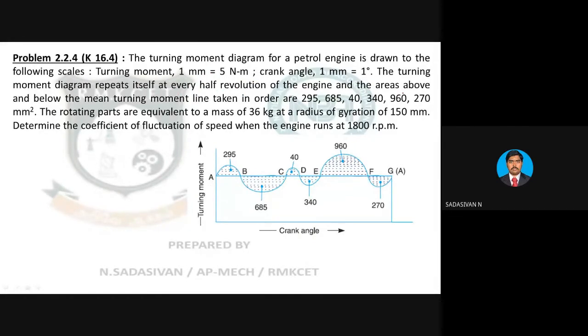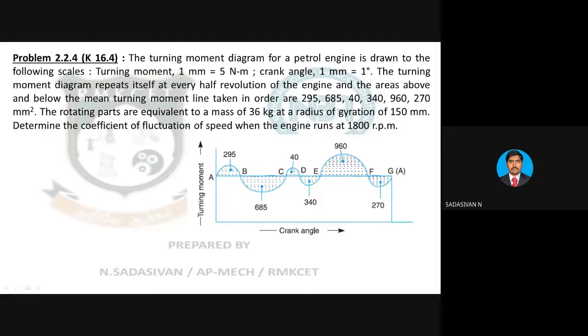Of the engine, the areas above and below the mean turning moment line taken in order are 295, 685, 40, 340, 960, 270. All these are millimeter square. So 960 must be your power stroke. You can see alternating positive and negative areas above the mean torque line and below the mean torque line. You have fluctuation in the maximum torque, the instantaneous torque possessed by your crankshaft. We have seen why there is a fluctuation yesterday.